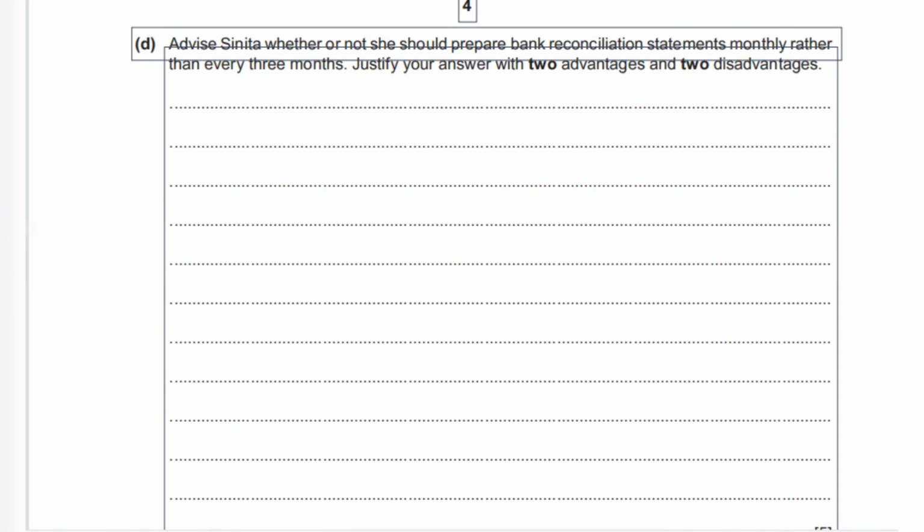So missing errors in the cash book will be identified later. Out of date checks are identified later. Balances on the bank account are reviewed less frequently and act less as a deterrent to fraud. So less fraud and errors are identified if we reconcile every 3 months.